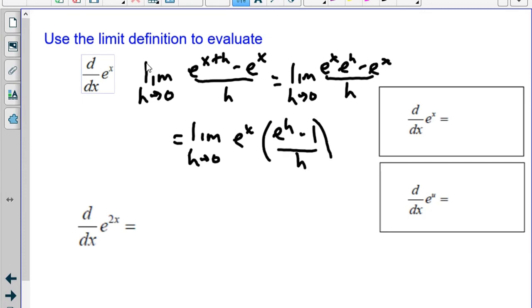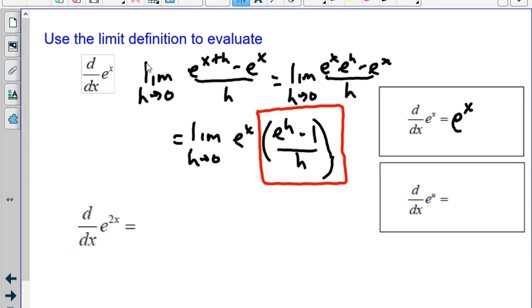So now let's take a look at what actually happens here. The limit as h approaches 0 of e to the x, well, that just stays e to the x. The limit as h approaches 0 of this thing, we just found out through some graphical exploration that that is equal to 1. There's a lot heavier math that we can do in order to show that, but for the scope of this course, we can just explore and see that that's 1. So what we found is that the derivative of e to the x is e to the x.